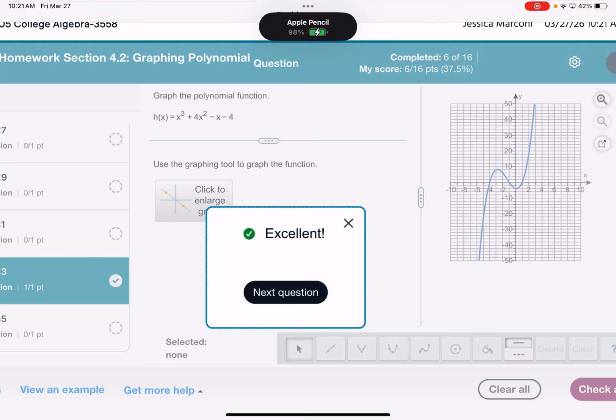Okay, so like I said, really these are the leading term test, multiplicity, and then you just find one additional point. Really, that's all you need to do. Well, if it only has 2 intercepts, you'll probably have to find 2 additional points. All right, and then I'm going to show you a couple of these other ones, and we're going to take a break.